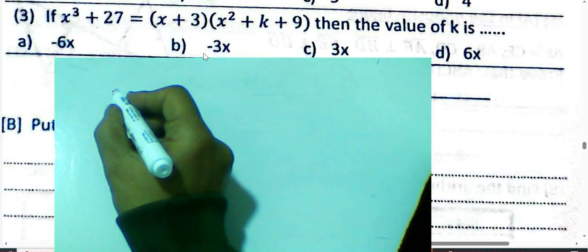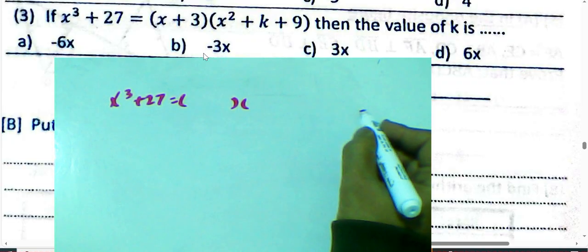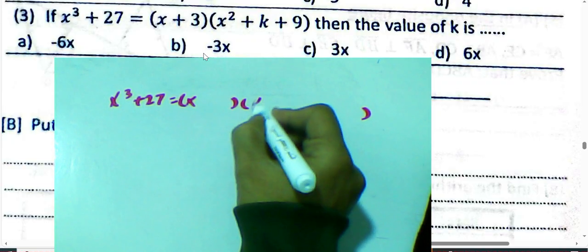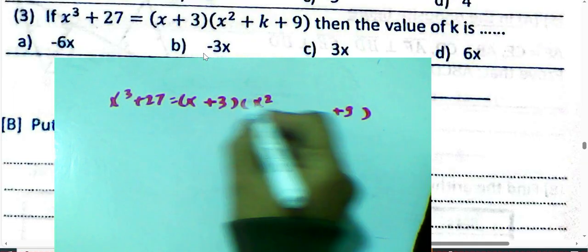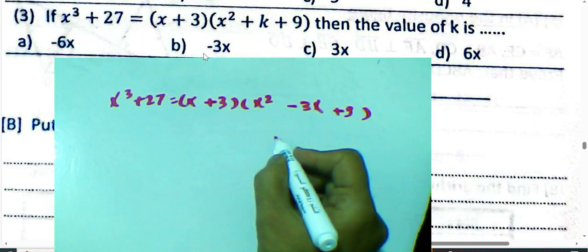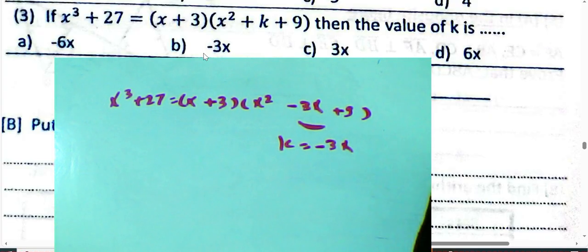We should determine why. If we want to factorize the expression x cubed plus 27, we draw small brackets and greater brackets. The cube root of the first is x, squared, and the cube root of 27 equals 3. 3 squared is 9, and the middle term is first times second, and change the sign. Then the value of k equals negative 3x. Choose letter B. Next question here.